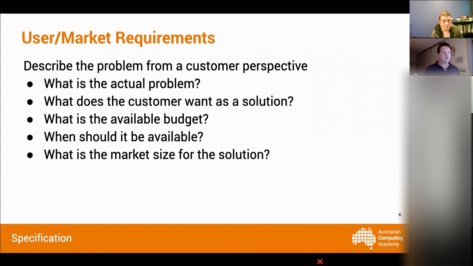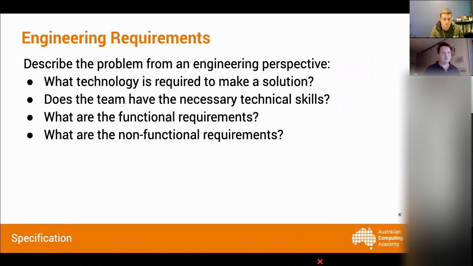Okay, so user market requirement, we ask ourselves, what's the actual problem? What does the customer want as a solution? What is the available budget? Who's going to pay for it, right? Is it cheap? Is it expensive? When should it be available? Very important question when you take on a task. What's the timeline? And in terms of industry, you also ask about the market size. Is there a market for 1 or 2, 10,000, 1 million? It would be good to know before we make the investment.